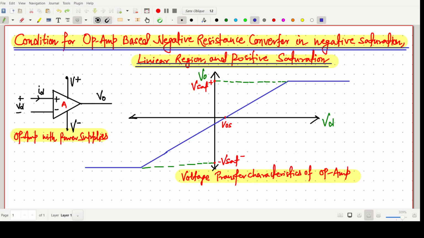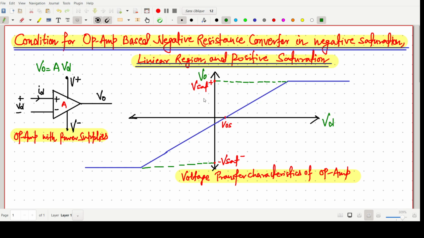Welcome everyone. In this video lecture, we will think about the three different conditions of an op-amp based negative resistance converter: in negative saturation, linear region and positive saturation. The first figure shows an op-amp with power supply. Here we can easily identify that V naught is equal to some gain, that is A, times Vd.